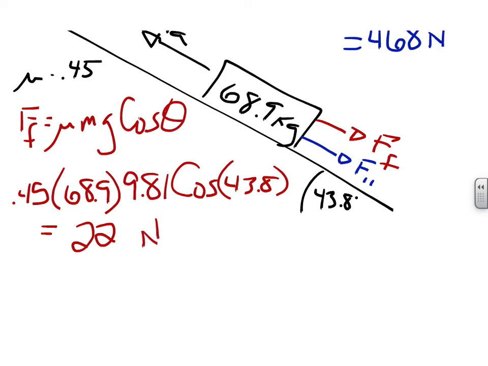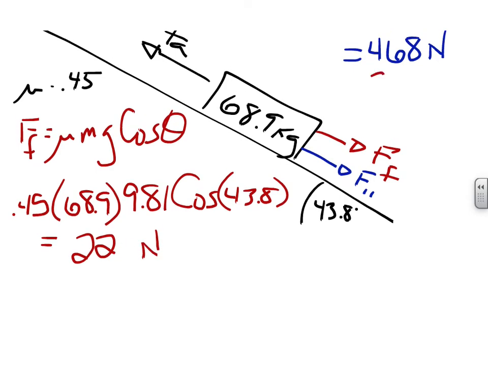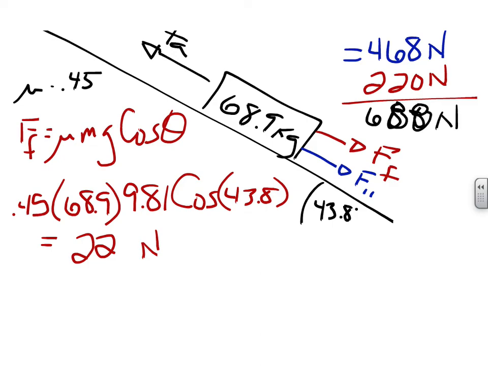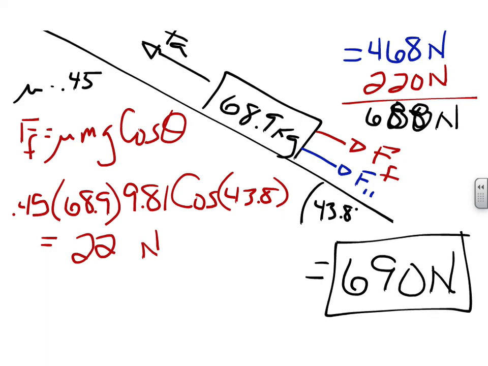So if I add the 468 plus the 220 newtons, that's going to give me a total force of 688 newtons. But my mu only had 2 sig figs in it, so we're going to round that off to 690 newtons. And so I'll write that a little more legibly for you.